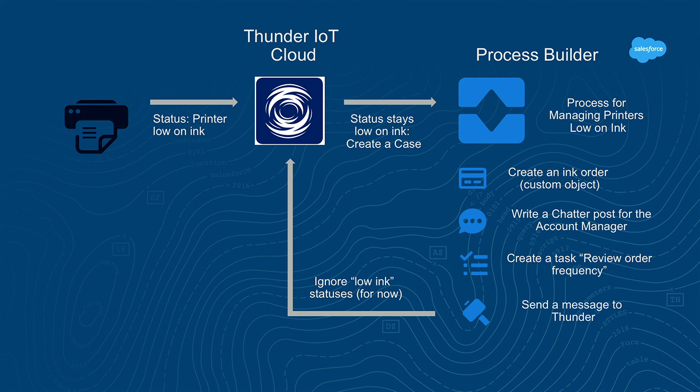So what Thunder does, it's the big ear. It's listening and processing millions and millions of events. It's got a rules engine that says, hey, if the printer is low on ink, I want to do something about that. If I get a status where the printer is low on ink, let's do something about that. Okay, so what are we going to do? We're going to pass that to Process Builder, right? Process Builder gets that and says, okay, great, I got this event. It's a low on ink event.